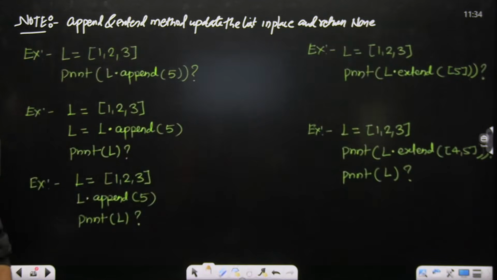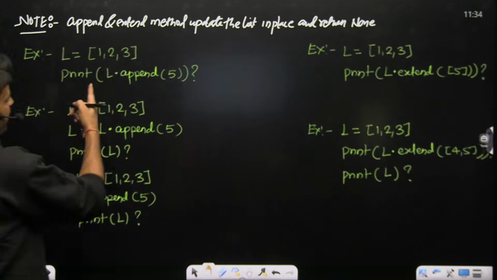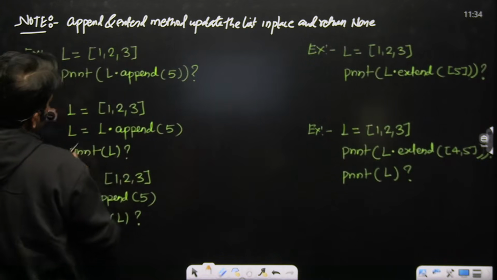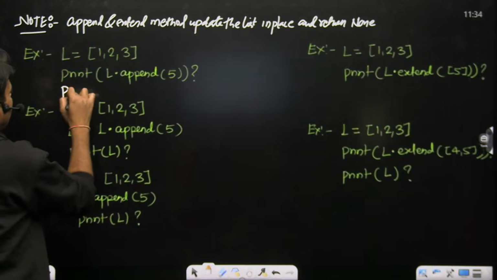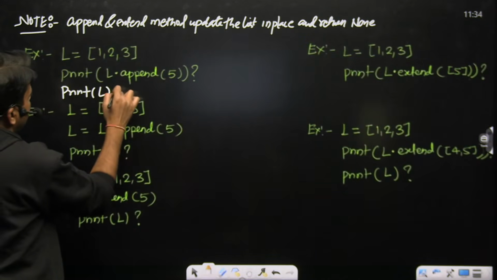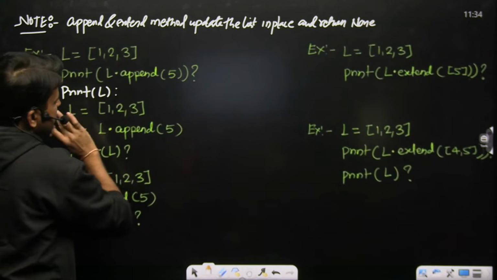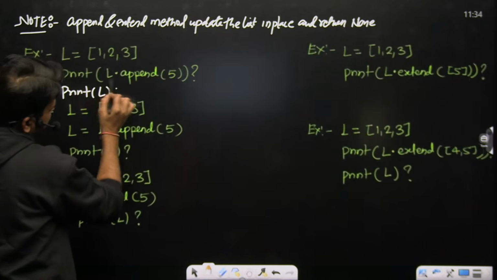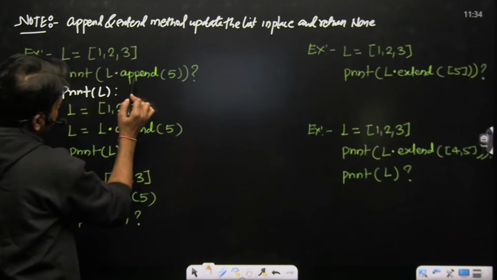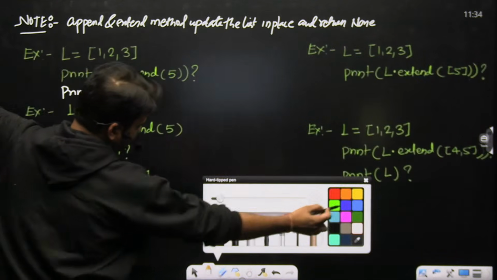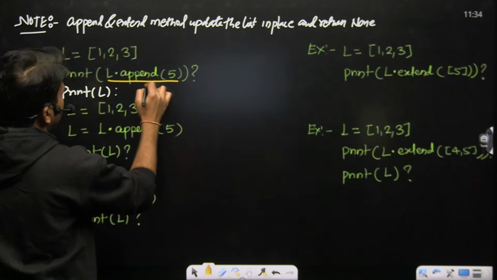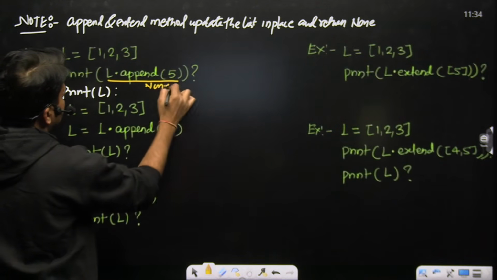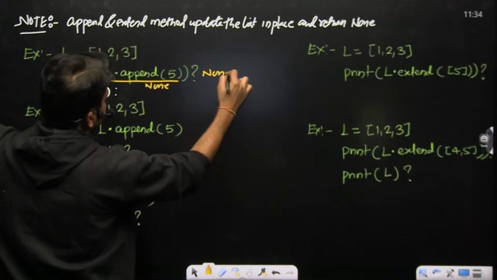Understood. So what is the output here, student? You are directly printing this. The list is updated, student. No problem at all. If you print L here, the list is updated, right? But you are printing this directly, so what does it return, student? It returns None. So the output of this one is None, student.